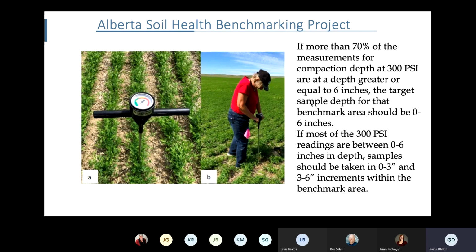If this compaction occurs for most samples at below 6 inches of soil depth, then the sample will be taken from 0 to 6 inches of depth. However, if the compaction is above 6 inches of soil depth, then the samples will be taken in two separate increments of 0 to 3 and 3 to 6 inches of soil depth.